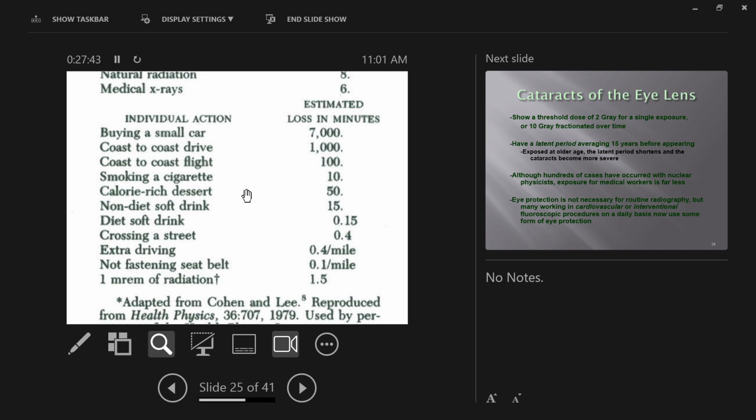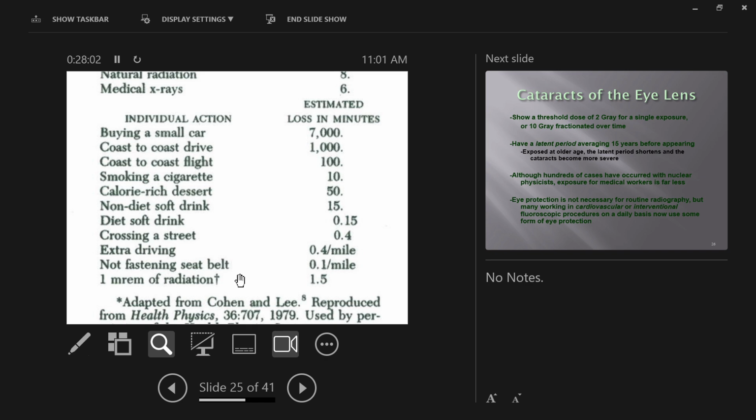But your calorie-rich dessert, you lost almost an hour for every one of those cheesecakes you had, right? 50 minutes for every calorie-rich dessert. 15 minutes for every non-diet soft drink, okay? Going all the way down to the bottom now.